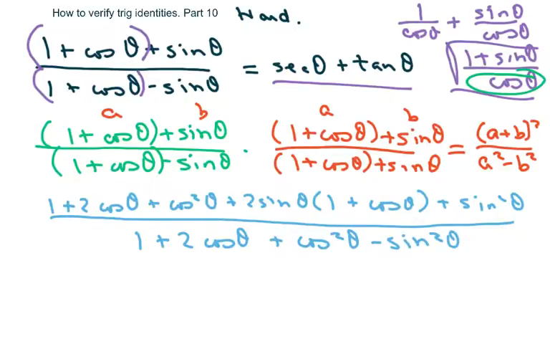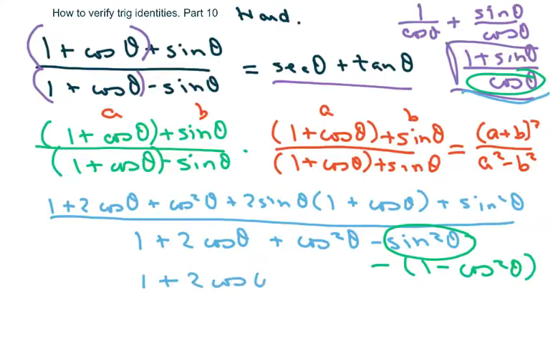Now on the next slide, I'm going to go ahead and write this as 1 minus cosine squared of theta. The reason I'm doing that is because I noticed that this right here is cosine, so I want everything in terms of cosine. So just fixing up the denominator here. I'm not doing the numerator yet. You get 1 plus 2 cosine of theta plus cosine squared of theta minus 1 plus cosine squared of theta.